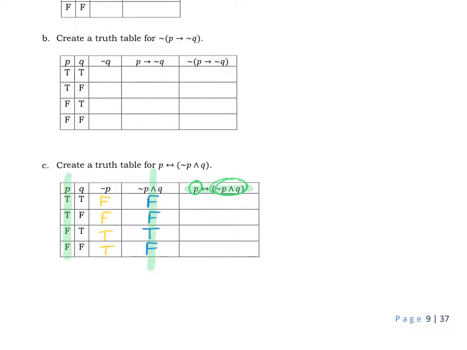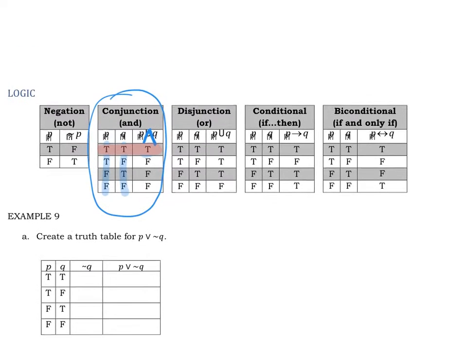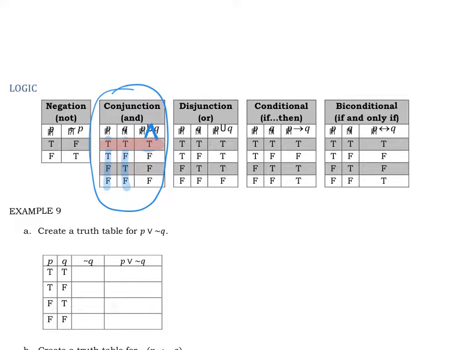At any given time, you should never use more than two columns. You can use one if it's a negation. If it's any of the others, the and, the or, the if then, or the biconditional, you should only be looking at two columns. If you are looking at more than two columns, you are doing something wrong. I can tell you that unequivocally. So we are looking at the biconditional. Let's go back up here to the biconditional. That's this last table here on the end.